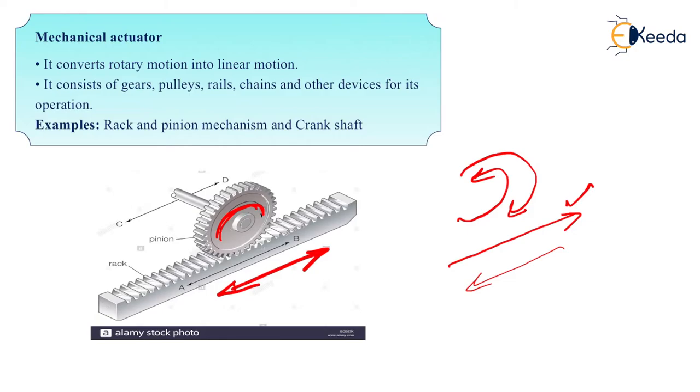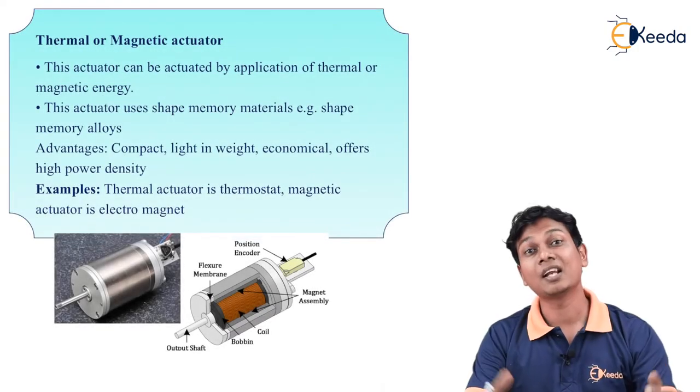The crankshaft is another example of a mechanical actuator. So understand the concept of the mechanical actuator in the simple way: when the pinion is moving clockwise, the rack is moving in the backward direction. In the same way, when the pinion is moving anticlockwise, the rack is moving in the forward direction. Now, the next part is another type of actuator.